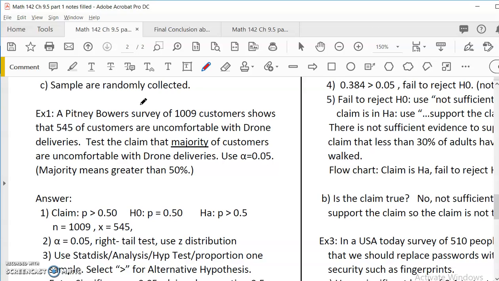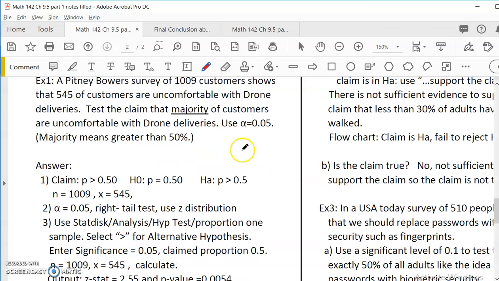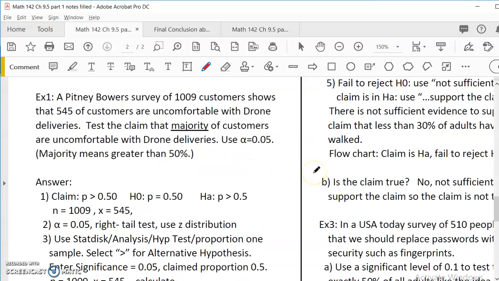So you cannot just go out and get some sample and run the hypothesis test and say, oh, I can conclude something. I can support whatever hypothesis. So let's do a first example. All of the questions in this part, 9.5, part 1, are like that. So we just keep on drilling how to do the hypothesis test.